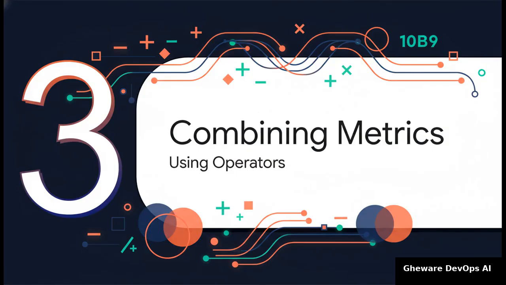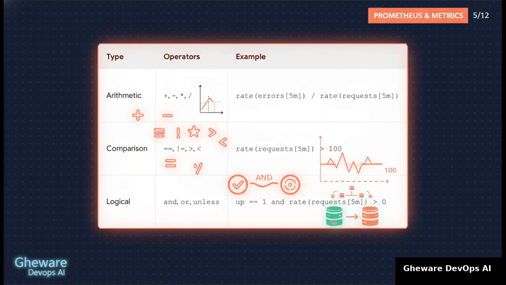Fantastic. You have totally mastered the core functions. Now we can unlock the next level of power by combining different metrics together using operators. This, my friends, is where you start building some truly sophisticated queries. There are basically 3 main types. You've got your arithmetic operators, so you can do math like dividing errors by total requests to get a clean error rate. Then you've got comparison operators, which are perfect for filtering and alerting, like finding services with a request rate over 100. And finally, logical operators let you combine conditions, like finding instances that are up and are actually receiving traffic.